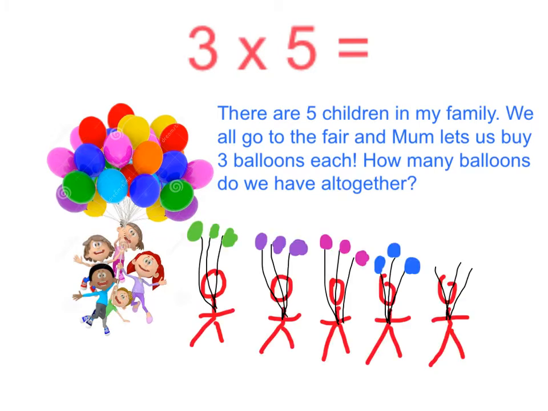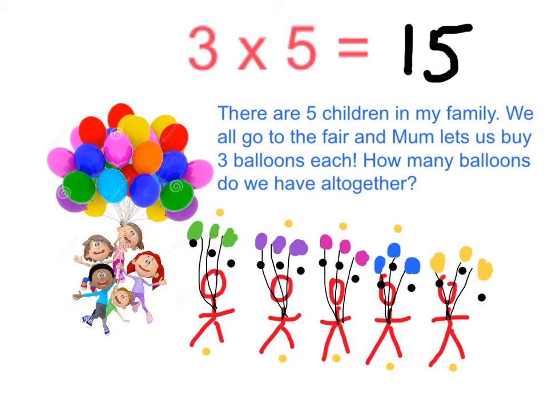One way to work out this sum is to draw a picture. I could draw 5 of my siblings in my family and we each have 3 balloons each. Then I could add up all the balloons that I have. Let's have a look at what that adds up to. 1, 2, 3, 4, 5, 6, 7, 8, 9, 10, 11, 12, 13, 14, 15. 3 times 5 equals 15.